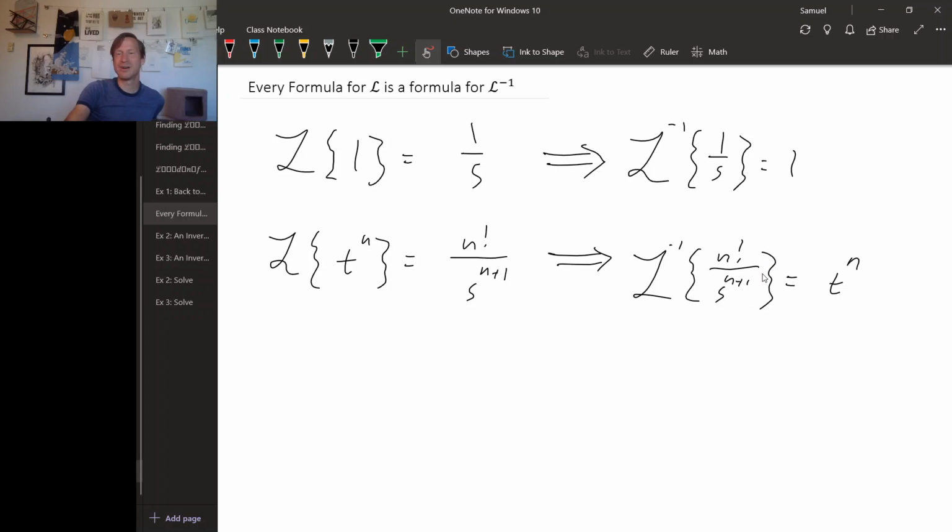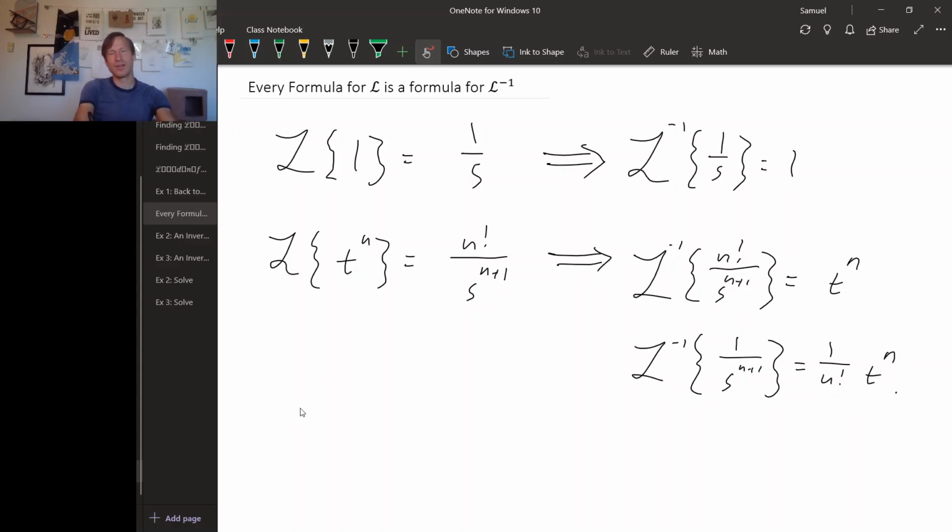Now you might think that it would be a great coincidence if you ever saw n factorial over s to the n plus 1, but remember, since the Laplace transform is linear, the inverse transform is also linear, and that means we can move this n factorial outside of the inverse transform and then divide both sides by it. So we could write this as the inverse transform of 1 over s to the n plus 1 is equal to 1 over n factorial times t to the n.